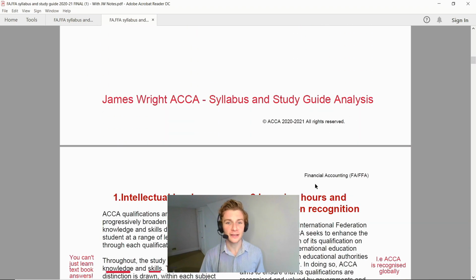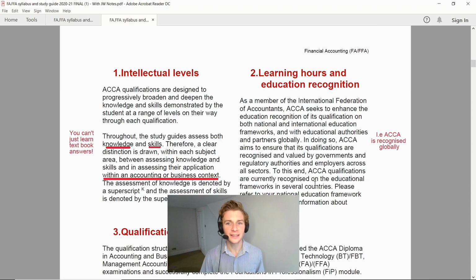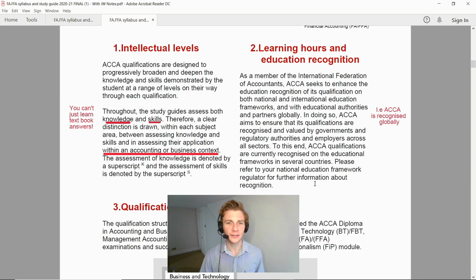And again, you can follow this through in terms of the syllabus and study guide. And the first bit we've got on here are the intellectual levels as to, well, if I'm going to be doing financial accounting as an exam coming up in the next month or two, or it could be next week, it could be tomorrow, you're going to have tips in here that are definitely going to help you.